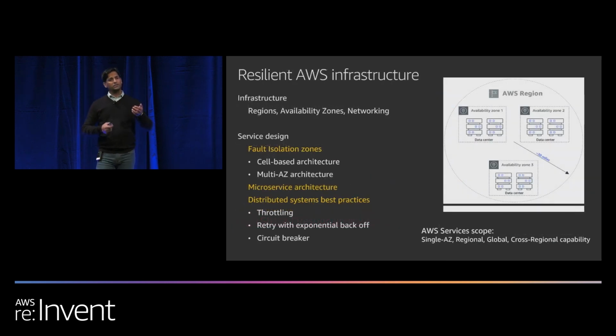Now, let's talk a little bit about AWS services themselves and how we deploy the control plane and data plane elements into the AZs. The first and foremost is the construct, which you probably are already aware, the regions and the availability zones and networking.